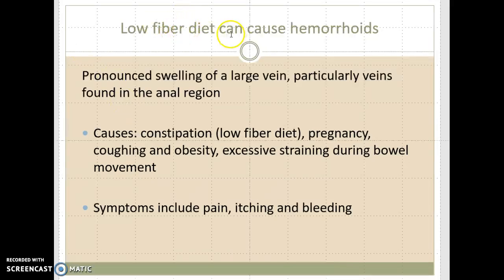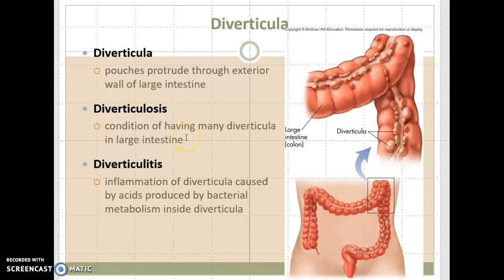If you have a low fiber diet, the association is that it can cause hemorrhoids, which I think we might have mentioned in chapter 3, which is swelling of the veins in the anal region. And you can lose a lot of blood. It can cause constipation, which then can cause hemorrhoids, and there's a lot of bleeding and a lot of pain. So without enough fiber, we can have that problem.